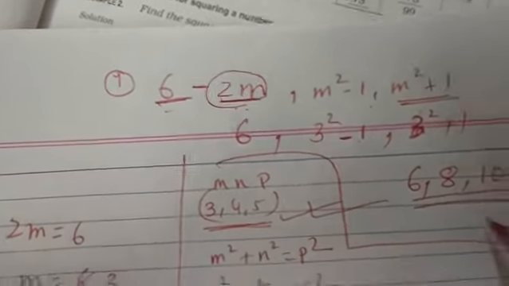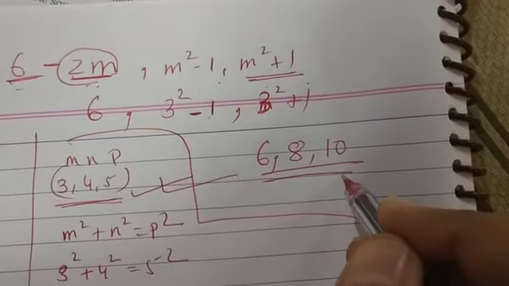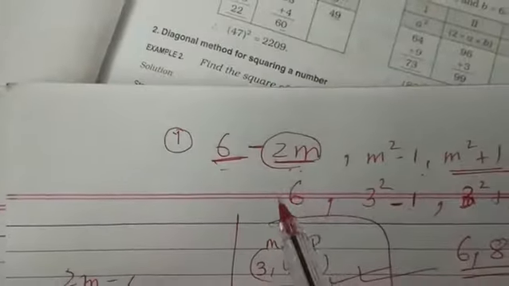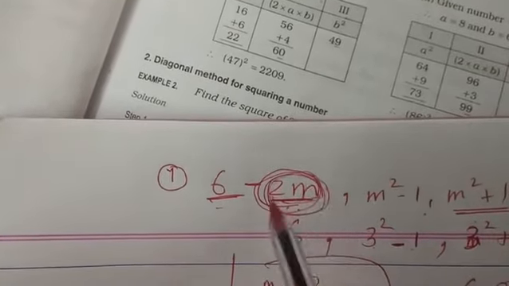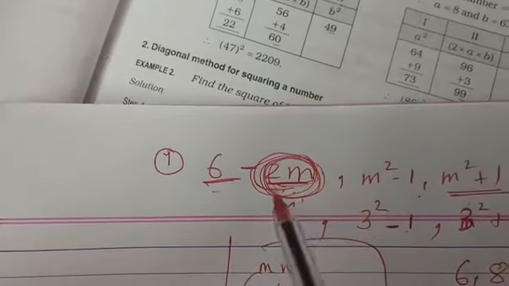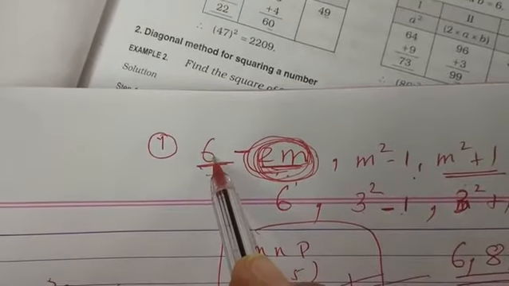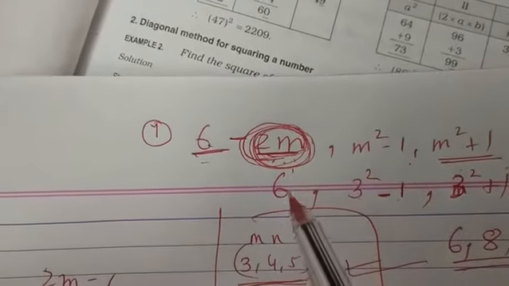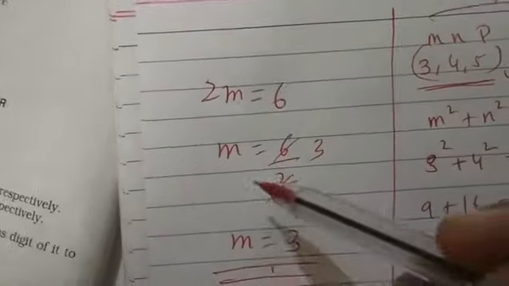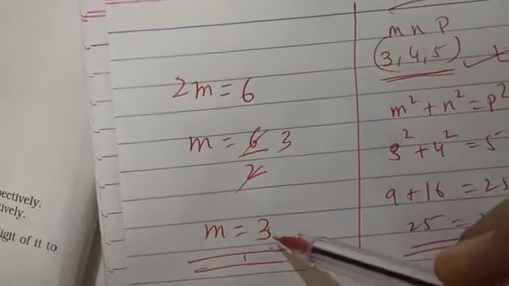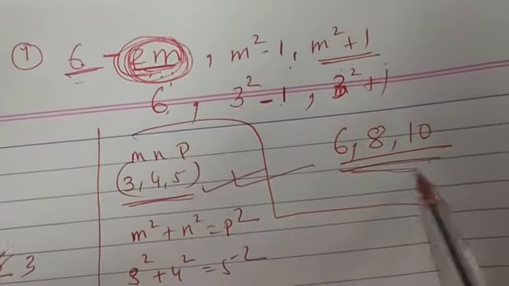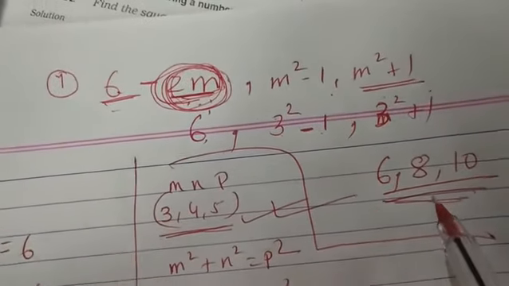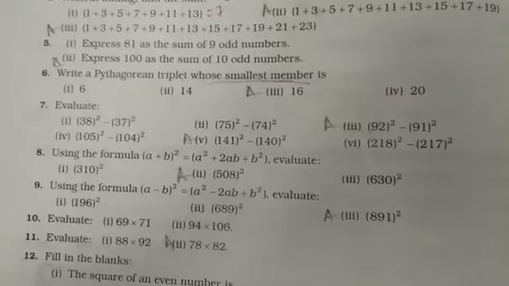So these three numbers form the Pythagorean triplet. The smallest number, but don't get confused, this is the value of 2m. So 2m is given as 6. First find the value of m, which will be 3. When you get the value of m, you can find the next numbers, m square minus 1 and m square plus 1. So this is your answer. In this way you have to do the rest of the questions also.